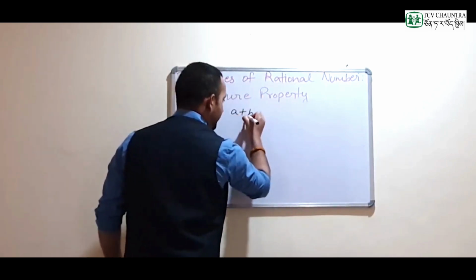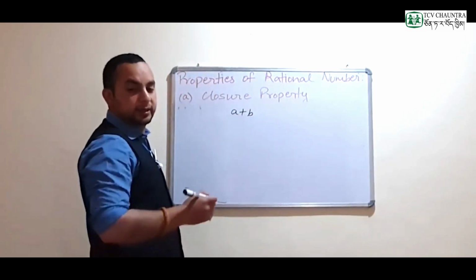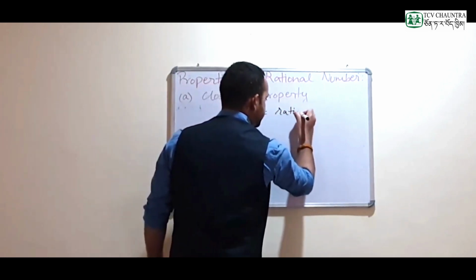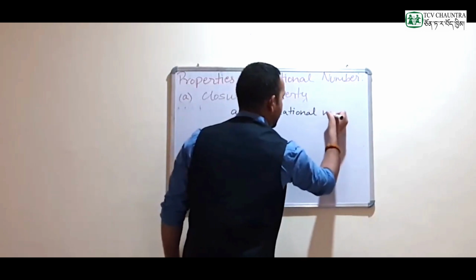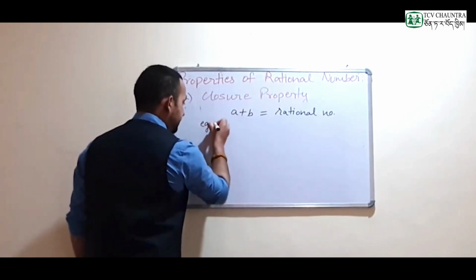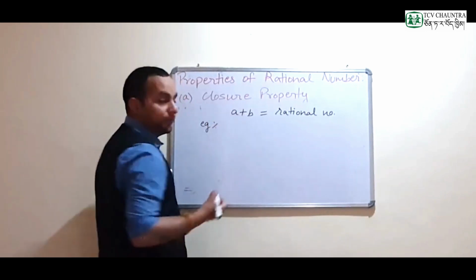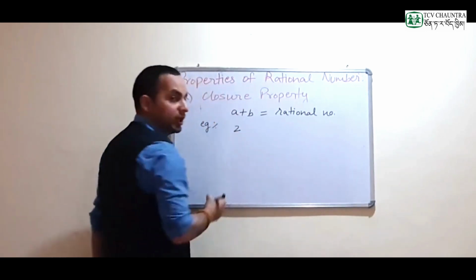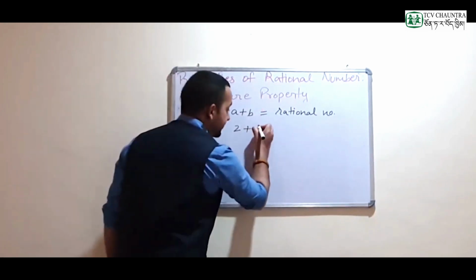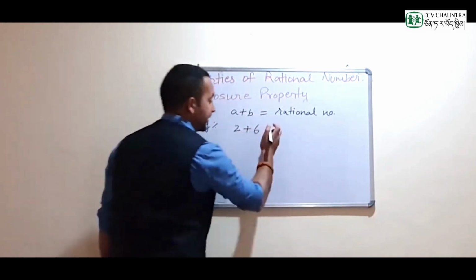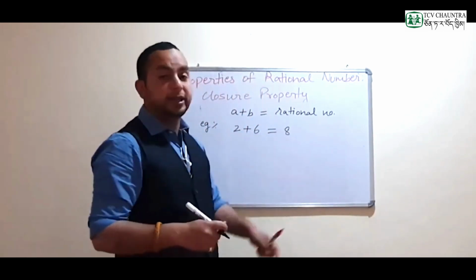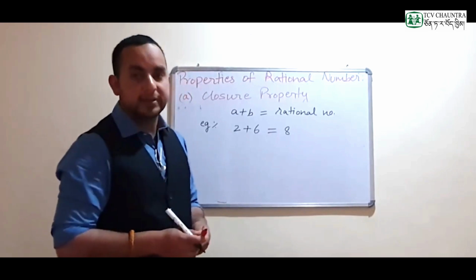The general formula we already discussed in class 7 is that a plus b is a rational number. So we will take an example here. Suppose in place of a, we substitute 2, and 2 is a natural number, and in place of b, we substitute 6. So 2 plus 6 is 8. And I already told you that any natural number is always a rational number.